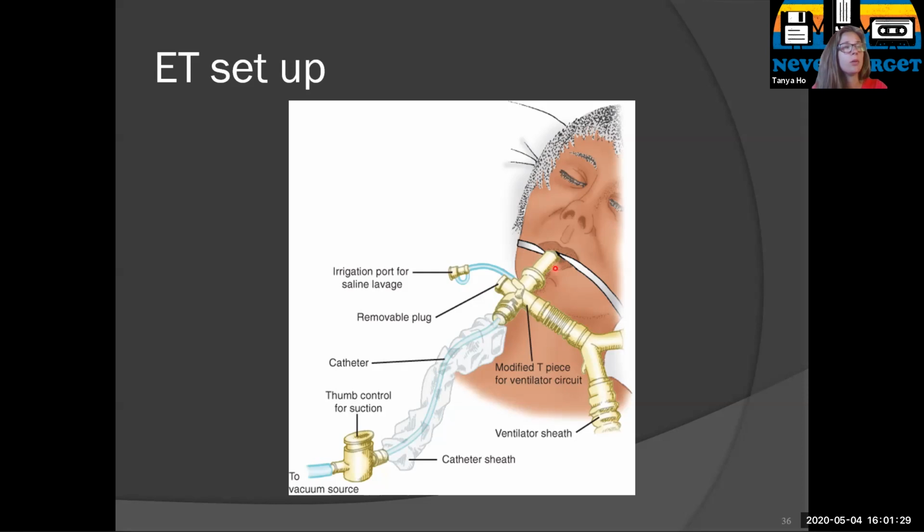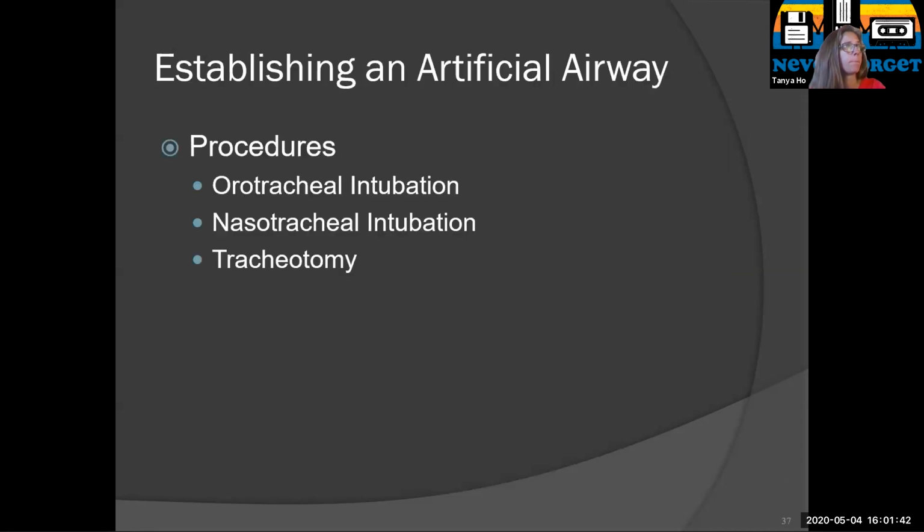So the tube comes out. We have it hooked up here to an inline suction catheter. And then you'll see here that this is the start of the ventilator circuit. You're going to go over mechanical ventilation next year. Okay, so we talked about establishing the airway, and how you're going to go ahead and insert the airway.